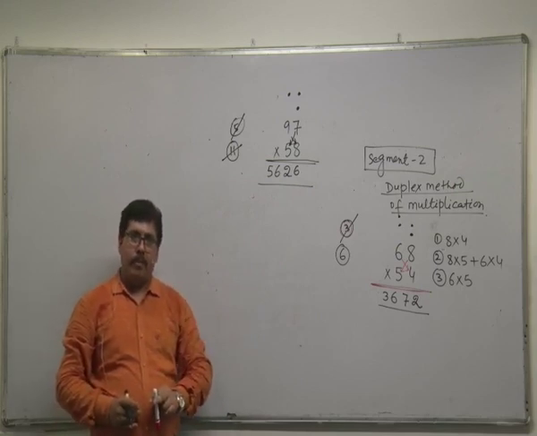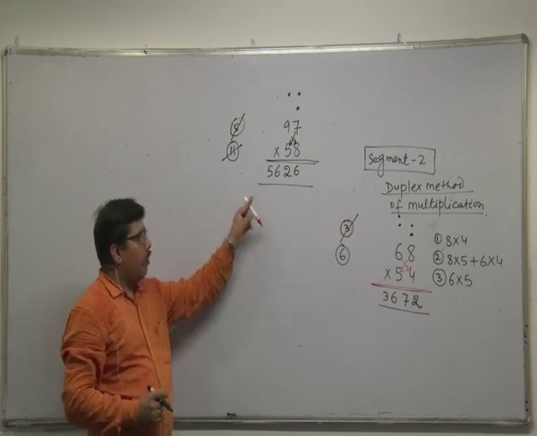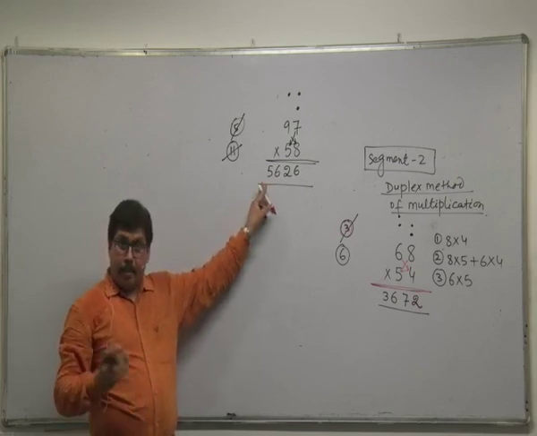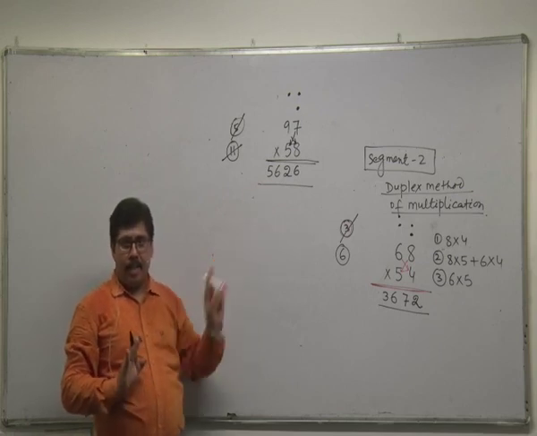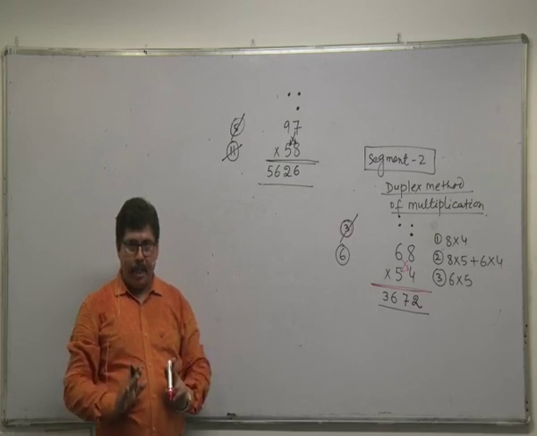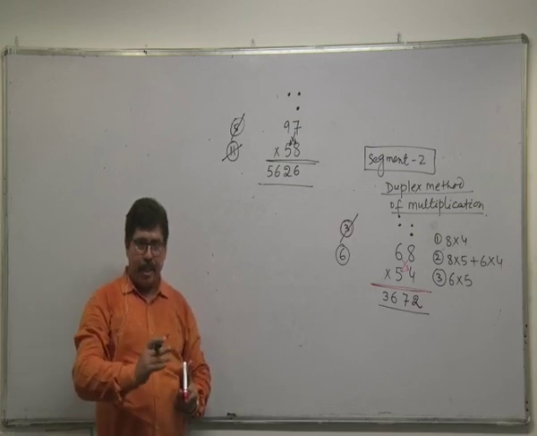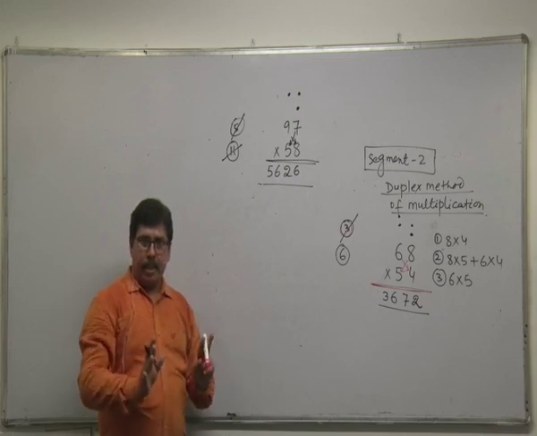We have an approach which can cross-check our result also. The method of cross-checking is called digit sum approach. I'm going to cover digit sum approach in very detail in the next segment. Just for the time being, let us consider one more example.